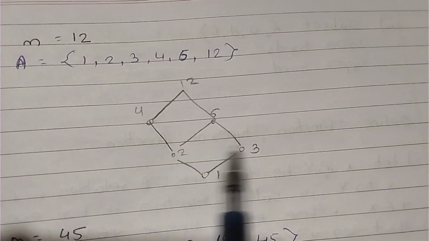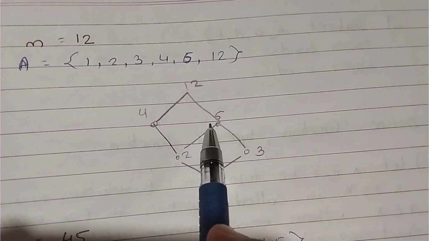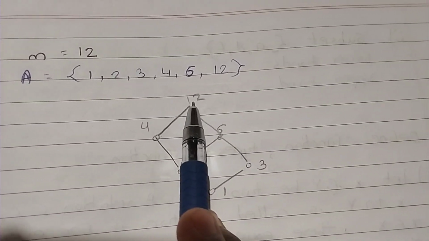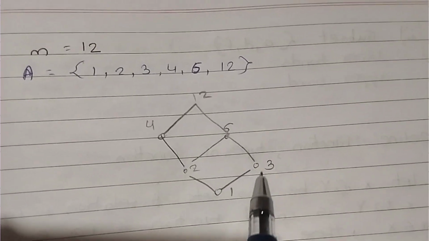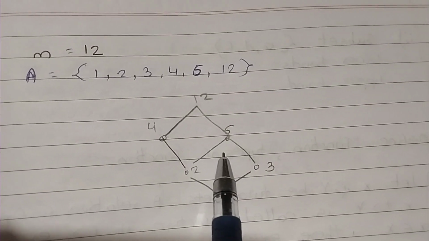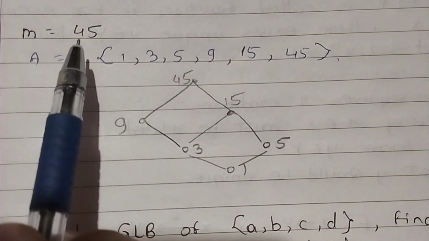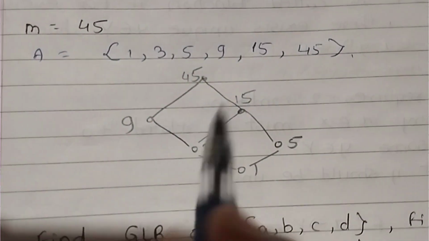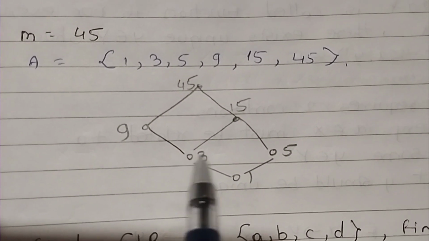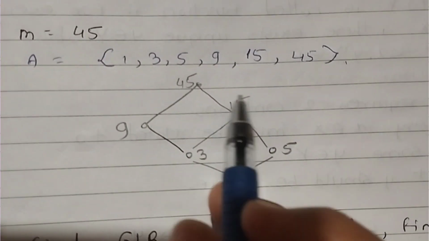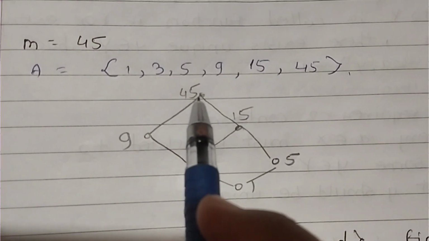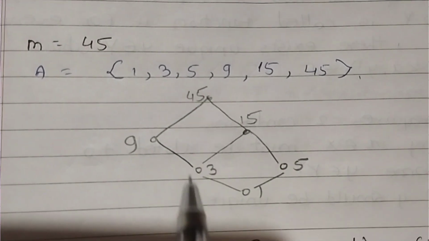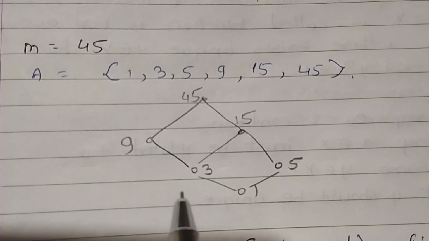So 1 goes to 2 and 3, then both 2 and 3 divide 6, and 2 divides 4, and 4 and 6 both divide 12, and 3 also divides 12. In this way we draw the Hasse diagram. Now for 45, the divisors are 1, 3, 5, 9, 15 and 45. Then 1 divides 3 and 5, then 3 and 5 divide 15, then 45 is connected to 9 and 15, because 9 and 15 both are related to 45. In this way we draw the Hasse diagram.